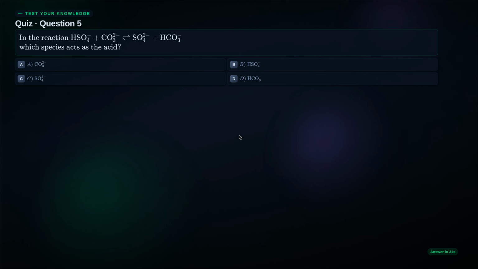The correct answer is option B. HSO4- donates H+ to become SO4 2-, so HSO4- is the acid. CO3 2- accepts H+ to become HCO3-, so it is the base. The conjugate pairs are HSO4- and SO4 2-, and CO3 2- and HCO3-.